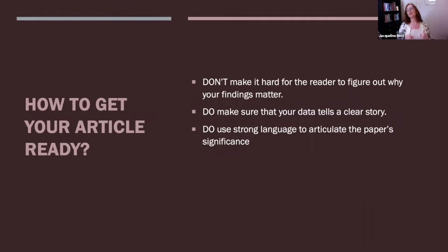And then do use strong language to articulate the paper's significance. And I think this is partly a gendered problem, right? There's literature showing that if you make strong claims, you get accepted more easily, you get cited more, but also that some of us might avoid that. Don't overpromise, right? Don't say I've changed the world and this is going to change everything, but try to also be really clear and maybe talk it over with a colleague. Okay, these are the main things I think I'm saying.